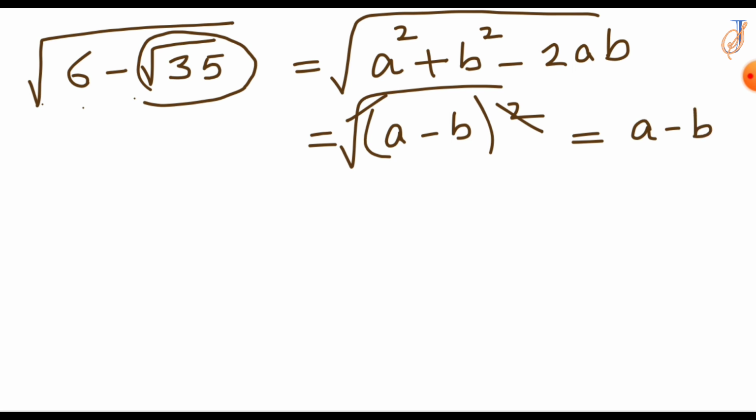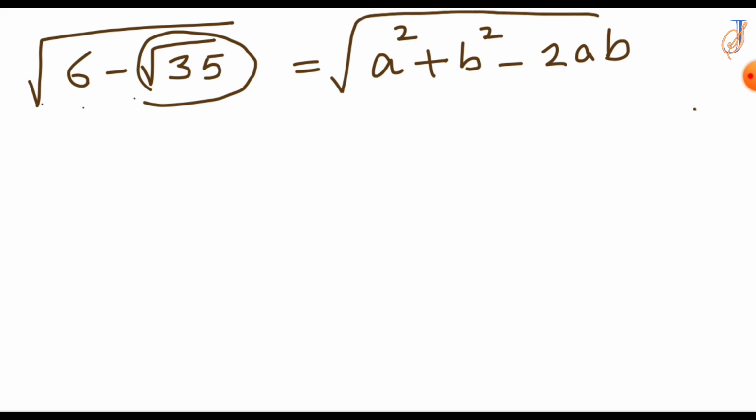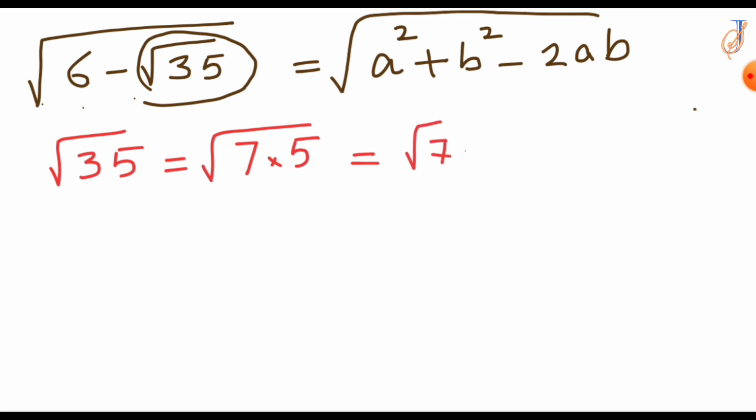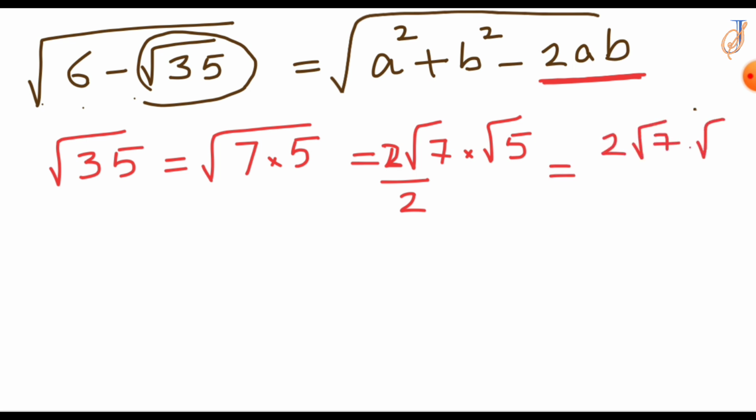That's why 6 minus root 35, try to convert in terms of a power 2 plus b power 2 minus 2ab. Let's first observe this square root of 35. 7 times 5 is 35, isn't it? So we can write this as square root of 7 times square root of 5. And here we have 2 times ab, isn't it? So that's why I'm going to write 2 over 2. So in the numerator we get 2 times square root of 7 times square root of 5.